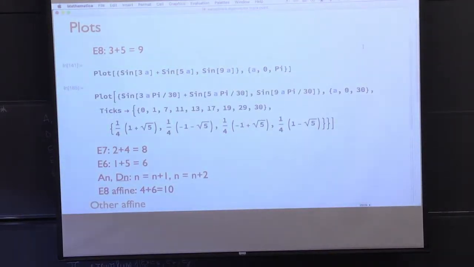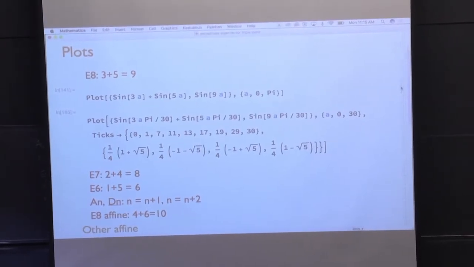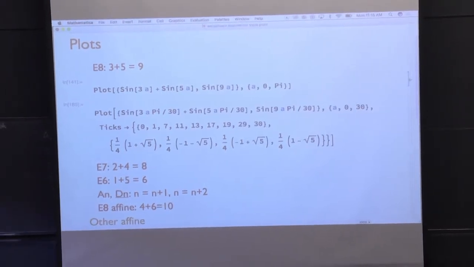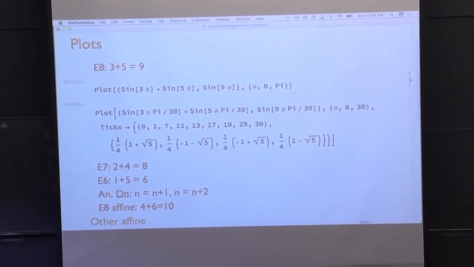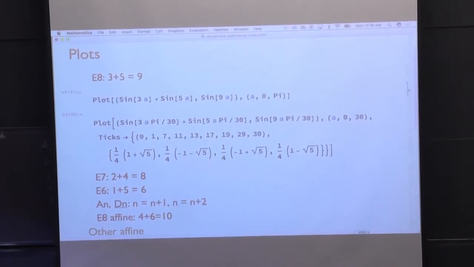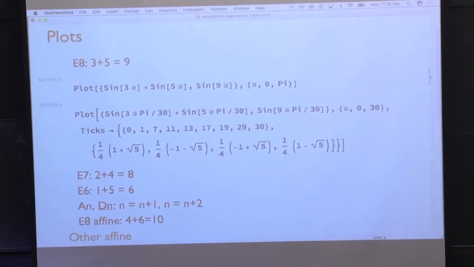So nothing about these graphs is accidental. Here are the things in Mathematica. Look, we can plot here the equation in the form sine of 3a plus sine of 5a is equal to sine of 9a. Remember, we would have a denominator over sine of something, but since this is a linear equation, we can dispense with that.